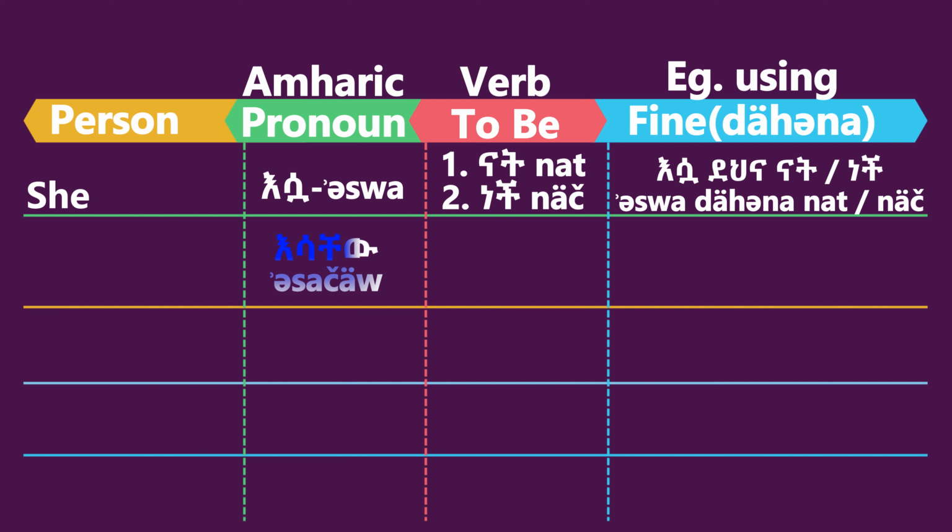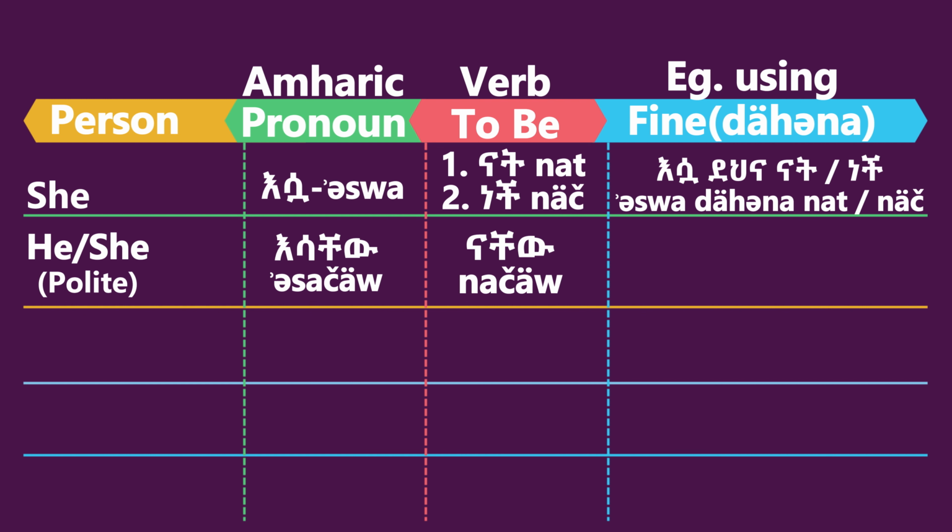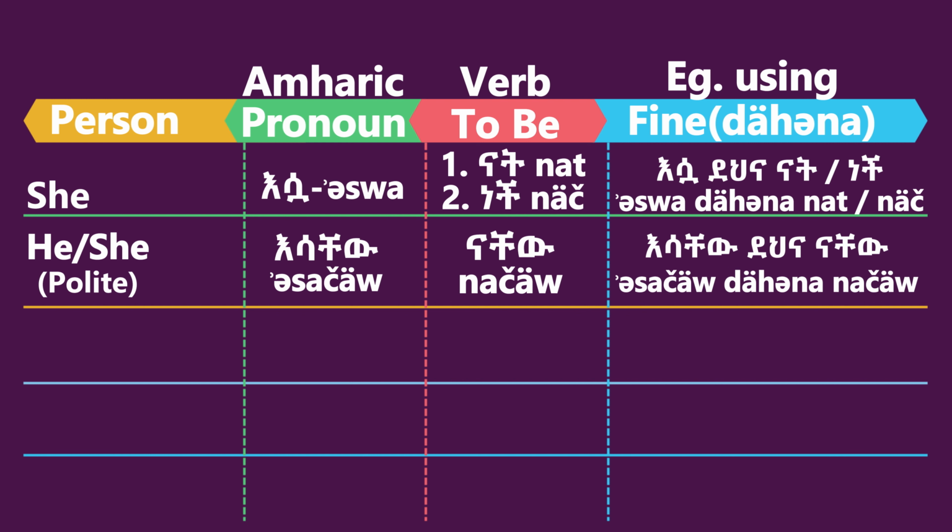The other Amharic pronoun is እሳቸው. It's used when we use he or she in a polite or respectful way. Here, the Amharic verb መሆን becomes ናቸው. Example, እሳቸው ደህና ናቸው, which means he or she is fine, but we are implicitly referring to that person as elderly or someone who should be given some kind of respect. So that's why we used እሳቸው.